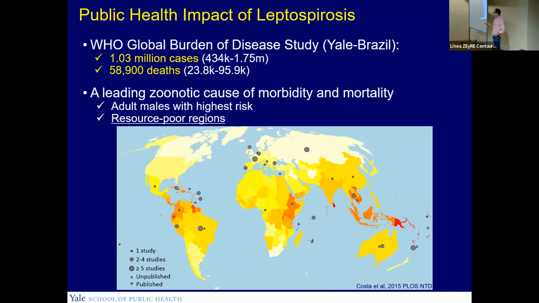I always put it here, although I already shouted it out, that nobody knows so far why adult males have higher risk. So I'm not going to give you that answer. I don't know. There are a lot of people trying to understand why that happens, but it's a common trend that we've seen in several epidemiology studies of leptospirosis. And of course, it is more common in resource-poor regions. You can see here that it mostly affects the tropics, which is also where more studies are being done.